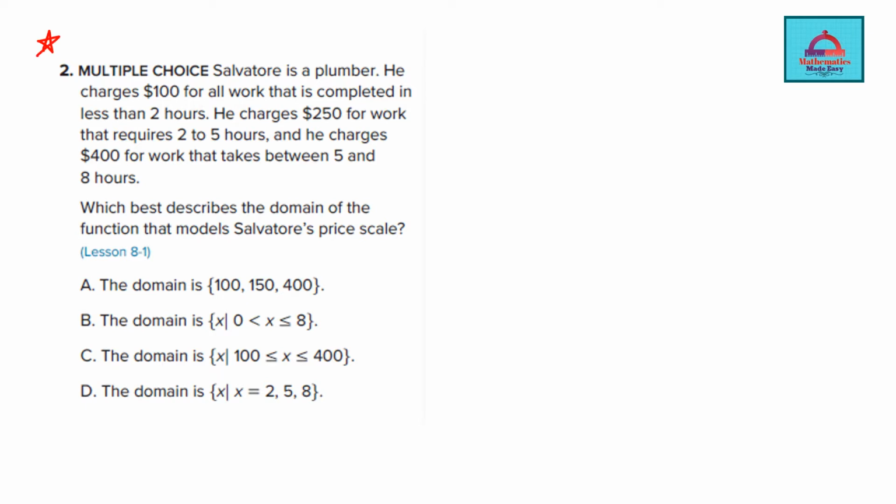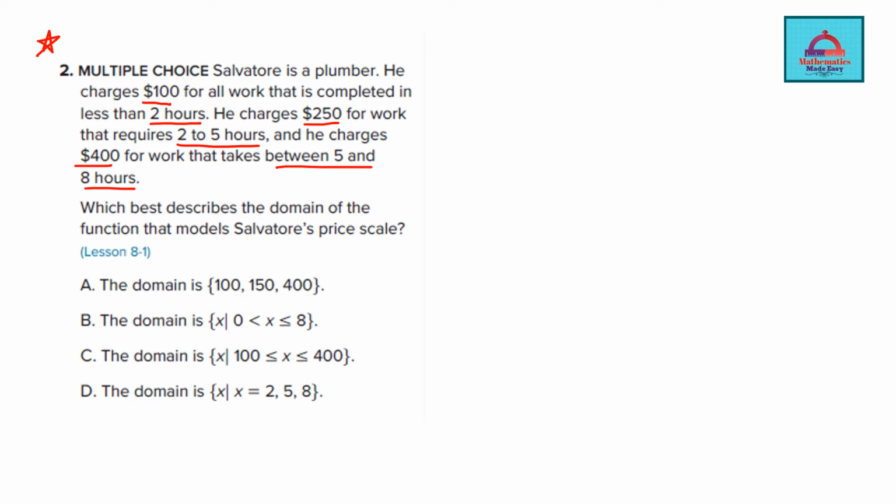So we are going to read it together and we are going to highlight important information before we can choose what is the answer out of the options. So Salvatore is a plumber. He charges $1,000 for the work that is completed in less than 2 hours. He then charges $250 for the work that requires 2 to 5 hours. So depending upon the time that is being taken by this plumber to complete the work, he is charging a specific money amount. For a time which is between 5 to 8 hours, the plumber is charging $400.